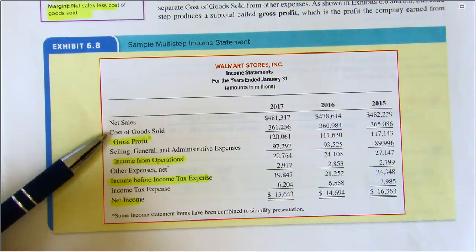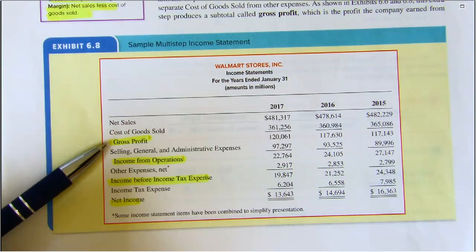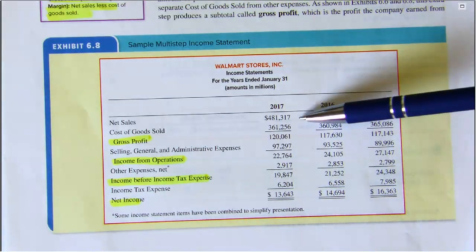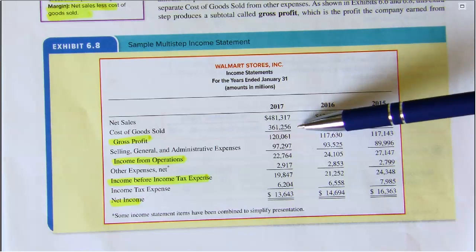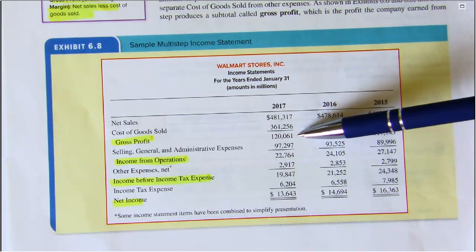From net sales, we subtract cost of goods sold to give us gross profit, and we learned that calculation a little bit earlier. The selling price of what we sold is in the net sales account, and the cost of what we sold is in the cost of goods sold account. So gross profit is the amount that's made over the cost of your product.